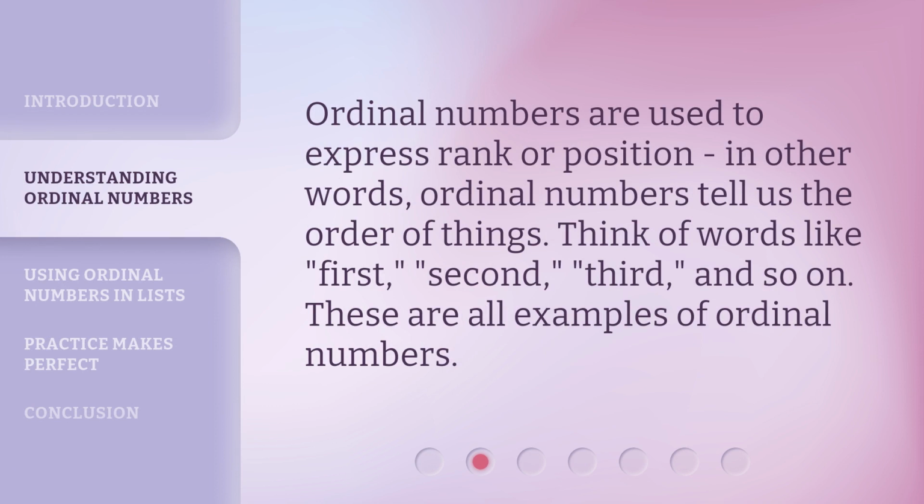Ordinal numbers are used to express rank or position. In other words, ordinal numbers tell us the order of things. Think of words like first, second, third, and so on. These are all examples of ordinal numbers.